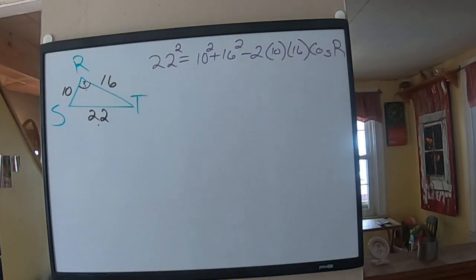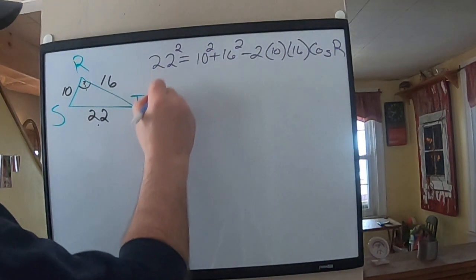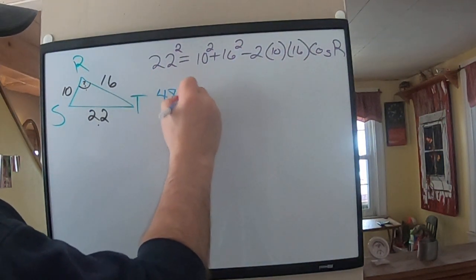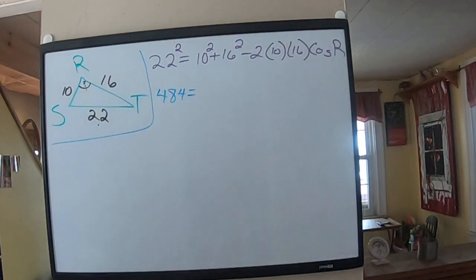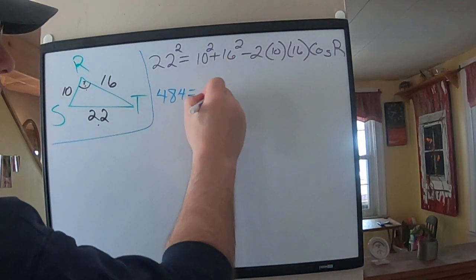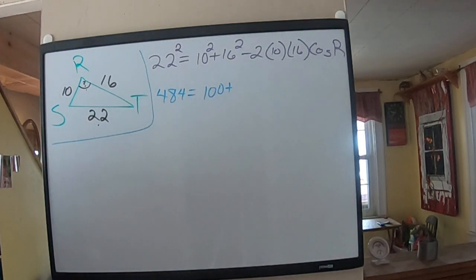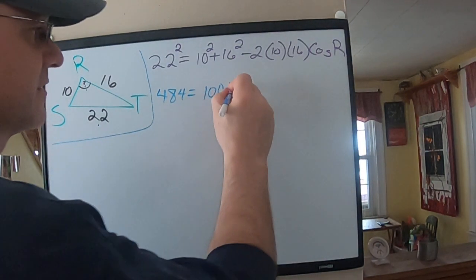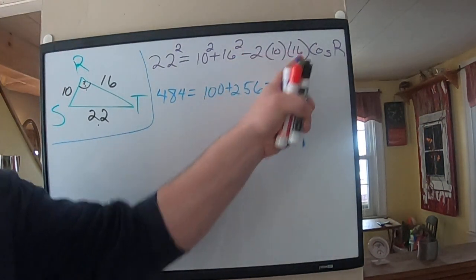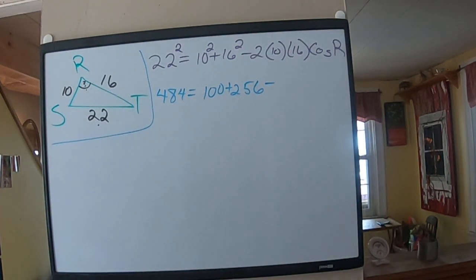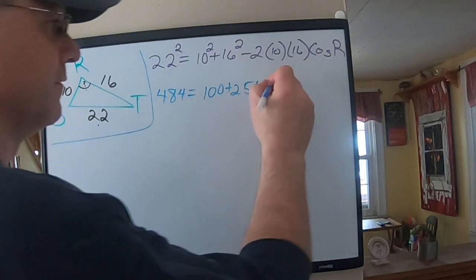I have some calculations to do here. So 22 squared is 484, and this might get a little tight here for me writing it all on the board. 10 squared is 100. 16 squared is 256. And then I do this multiplication times cosine of R. And when I do that multiplication, that comes out to 320.